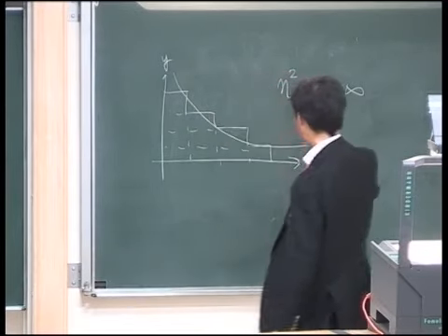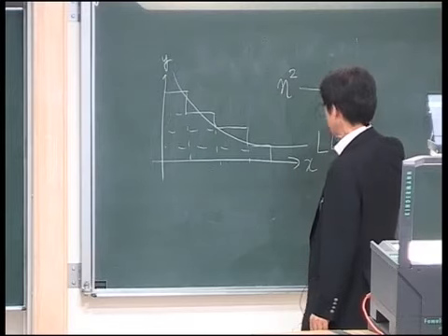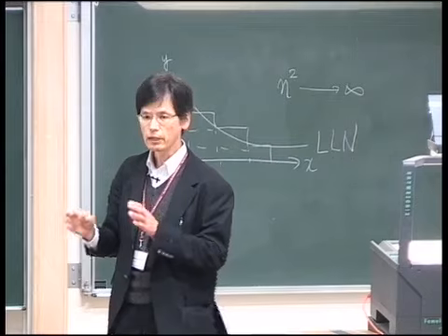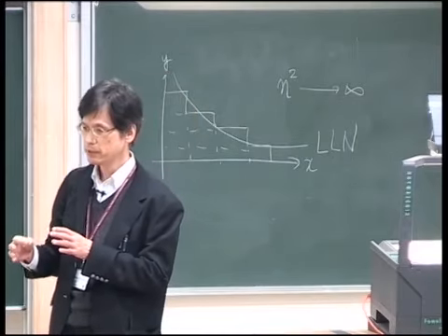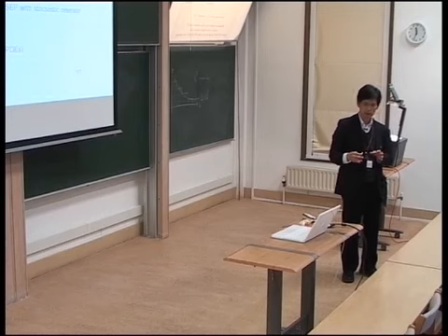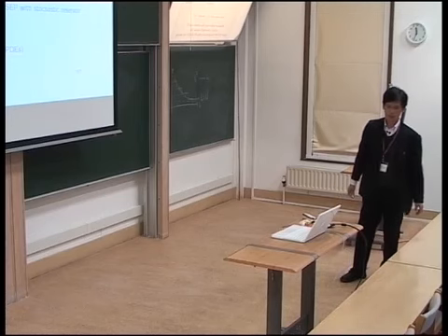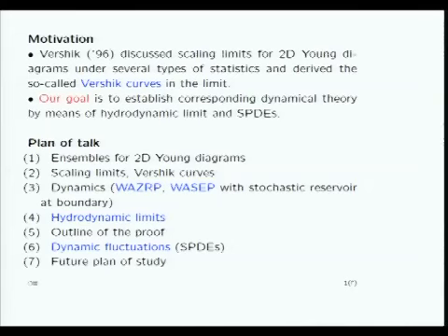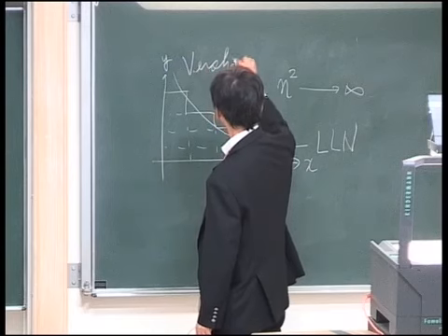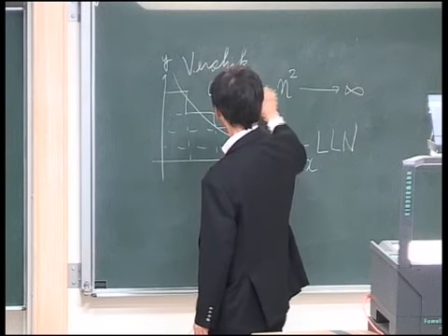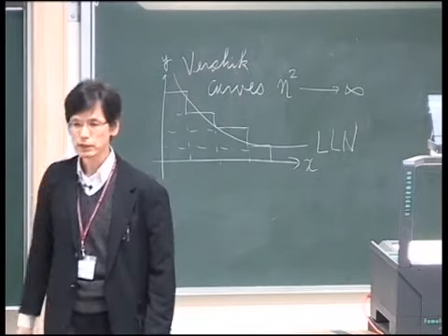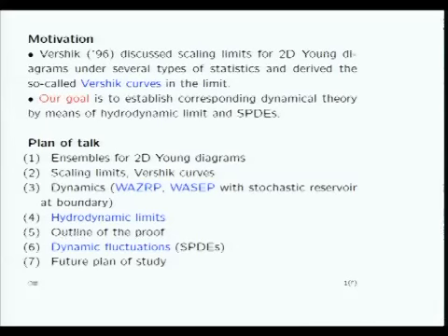This is a kind of law of large numbers because he considered random Young diagrams. Then the limit shape is deterministic and given in some concrete form. That is called the Bershik curve. And the Bershik curve depends on the statistics, of course. This is the uniform case. But if you consider another randomness, then you get another shape of the curves.